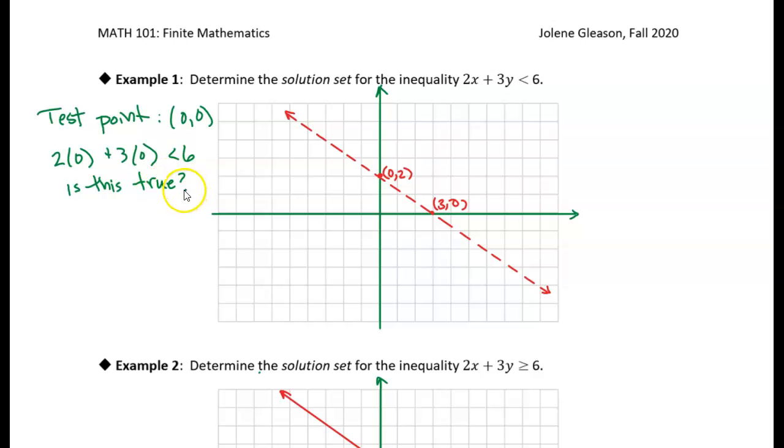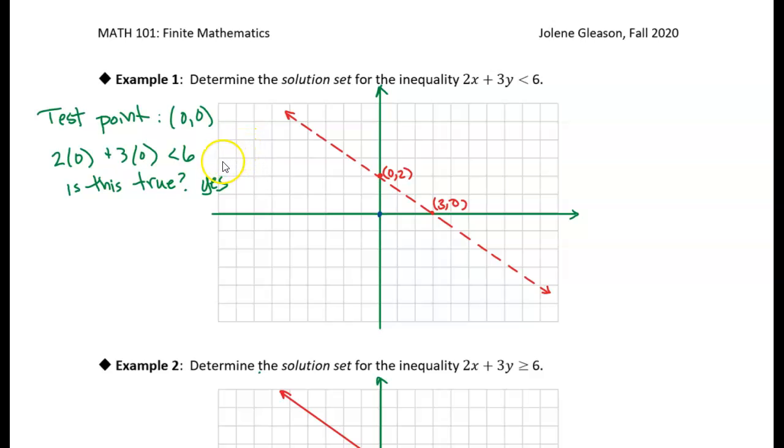Well, the left-hand side is basically 0, because 0 times 2 plus 0 times 3, that's all 0. 0 is in fact less than 6, so yes, this is true. So in order to indicate the solution set for this inequality, we're going to shade that side, because we tested this point and found that it works, which means that any point on this side of the line will work.